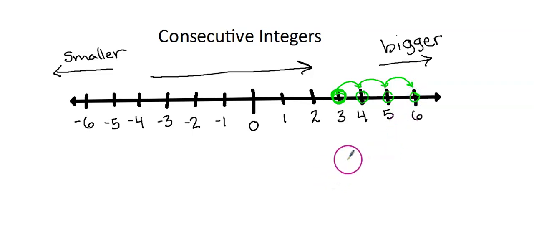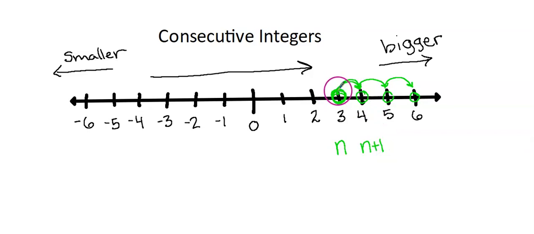But what if I don't know where I started? What if I don't know that my first consecutive number was 3? Well then, just like all other algebra, if I don't know a number, I give it a letter. So I'm going to call this n, because n stands for number. So if 3 is n, how far did I go to get from my first number 3 to my next number 4? I went one place. So 4 is n plus 1.